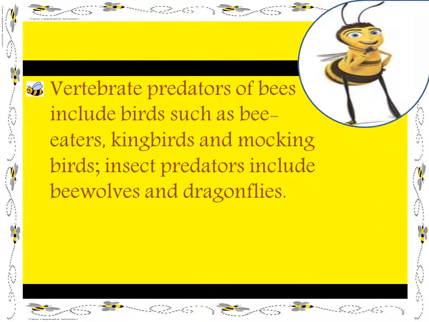Vertebrate predators of bees include birds such as bee-eaters, kingbirds and mockingbirds. Insect predators include beewolves and dragonflies.